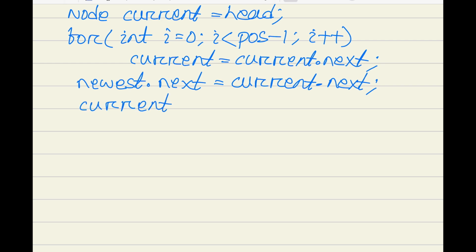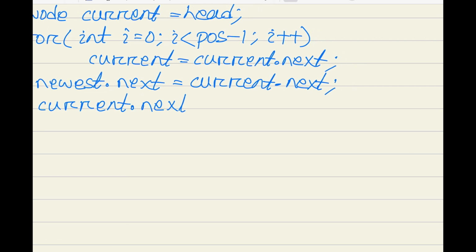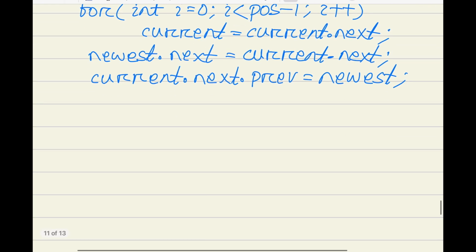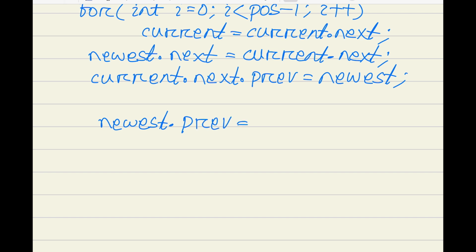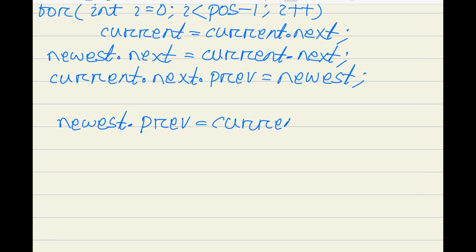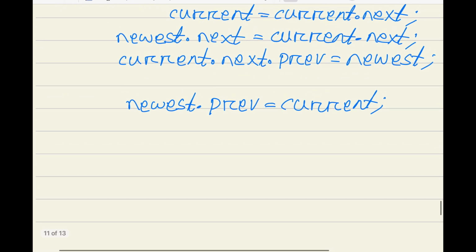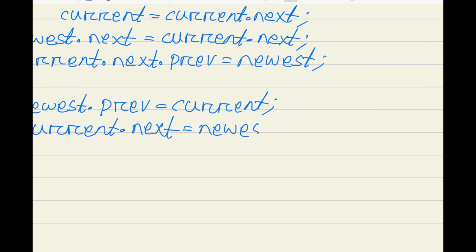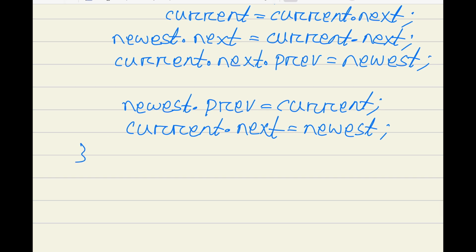We are writing the exact statements. So current dot next dot previous equal to newest, then newest dot previous equal to current, then current dot next equal to newest. So these are the steps we have already discussed.